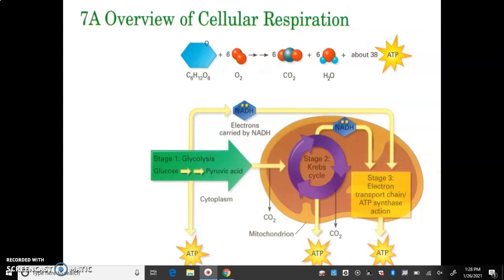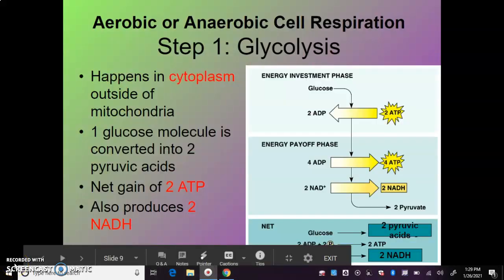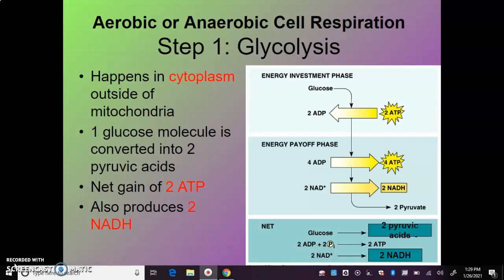And then after glycolysis, the pyruvic acid that's made is going to enter into the mitochondria and go to step 2 or stage 2, called the Krebs cycle. Then from there, the last step of aerobic respiration, step 3 or stage 3, is known as the ETC, the electron transport chain. If you can recall from a previous lecture, regardless of whether we're talking about aerobic or anaerobic cell respiration, step 1 is always glycolysis.